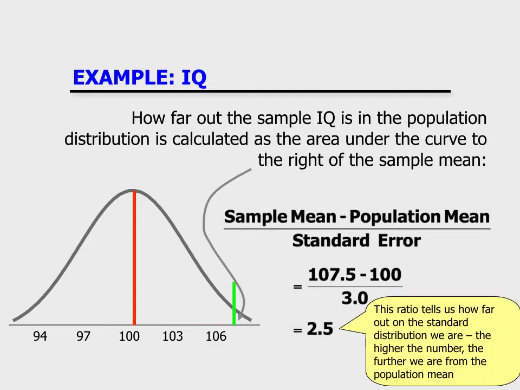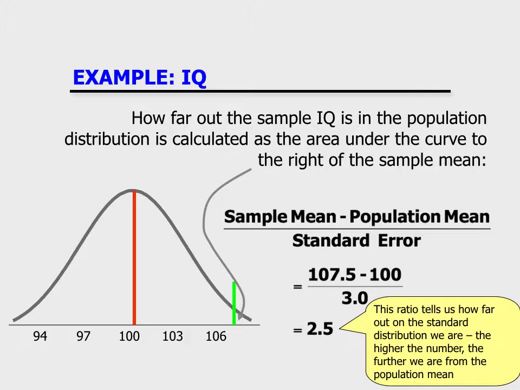Now, what is 2.5? 2.5 is the ratio that tells us how far out on the standard distribution we are. The higher the number, the further we are from the population mean. So the further we are from the population mean, it means that your particular sample of 25 people who were tested against a population that scored an average of 100 is significantly different from the general population that scored 100 on their IQ test.